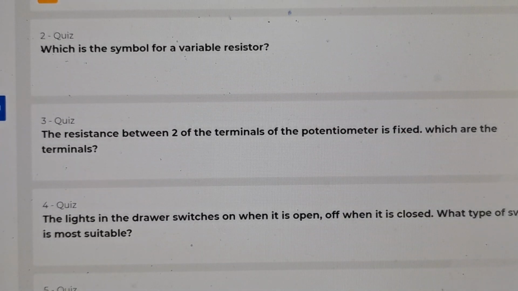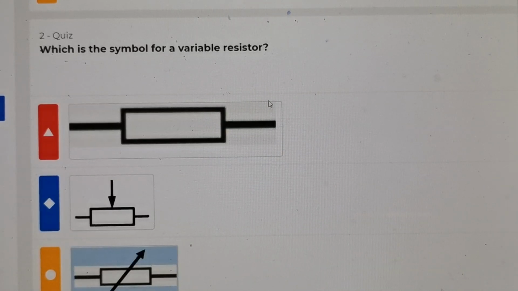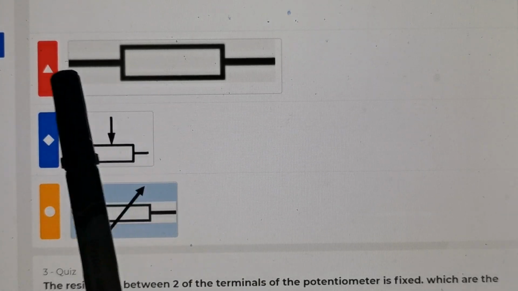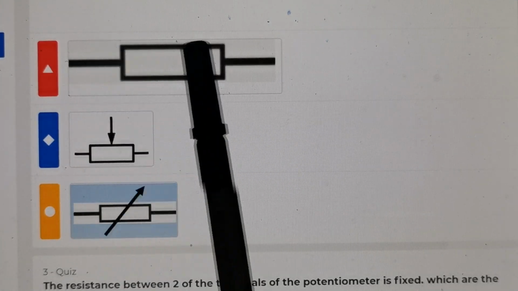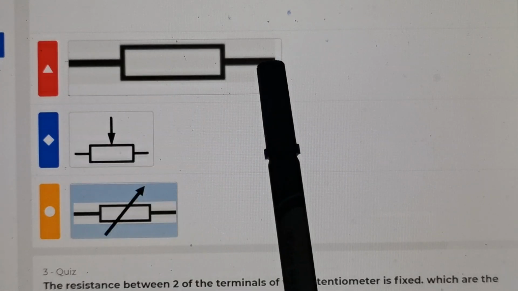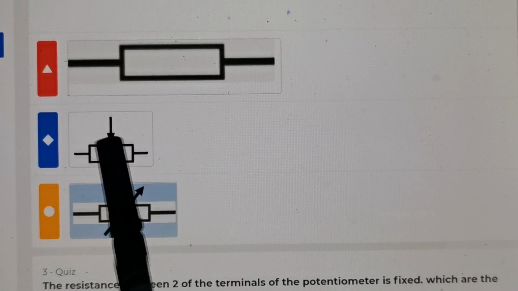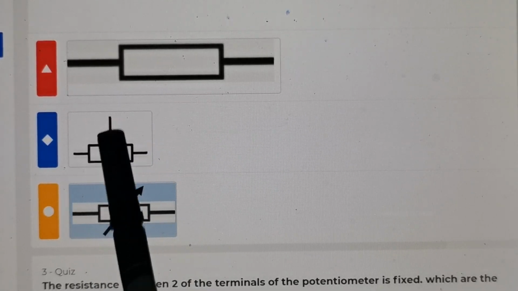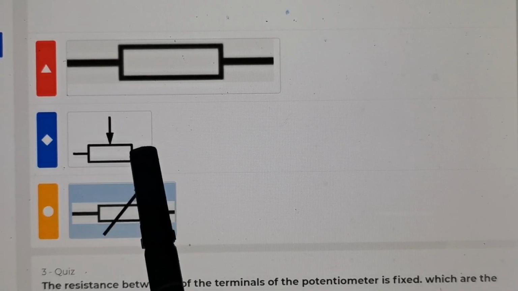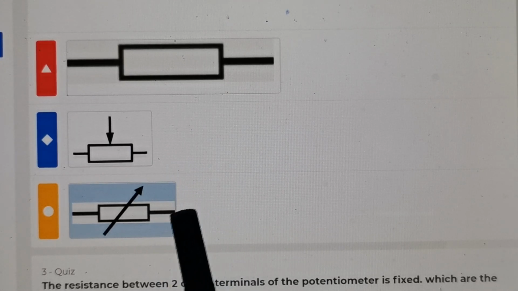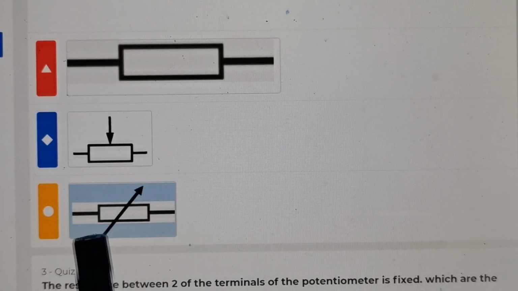Now, question number two. Which one is the correct symbol? You're given a few. The first one is the resistor, very easy. It's a rectangle with two terminals. This one, with an arrow down here, is also a resistor symbol, but it is a potentiometer. Then this is the correct one, the variable resistor.